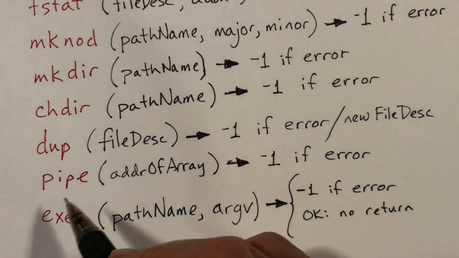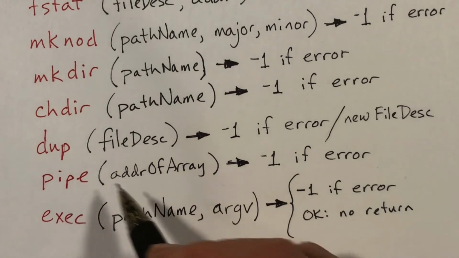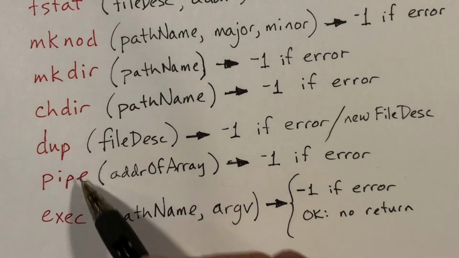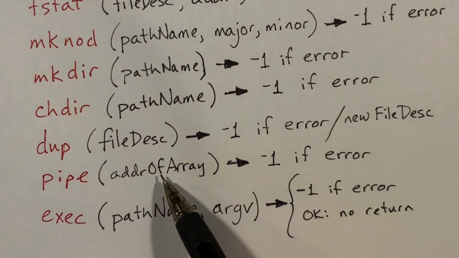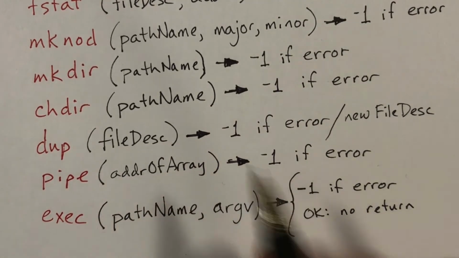Next, let's take a look at the pipe system call. In Unix systems, including xv6, the pipe system call is passed a pointer to an array, and that array has two elements. It will create the pipe, and it will return the file descriptors for the read and the write end in this array. It will return 0 if everything's okay and -1 if there's a problem.